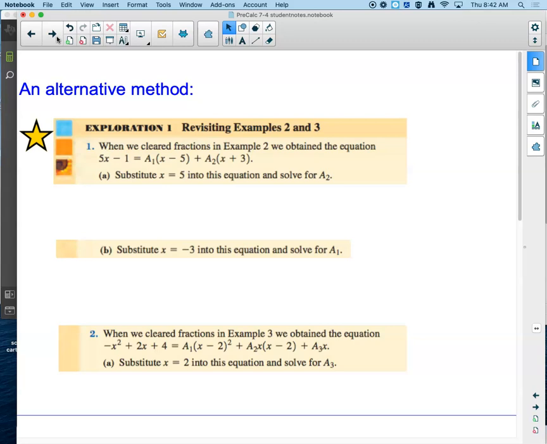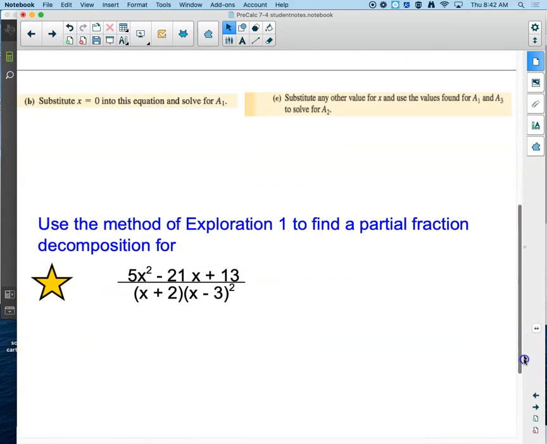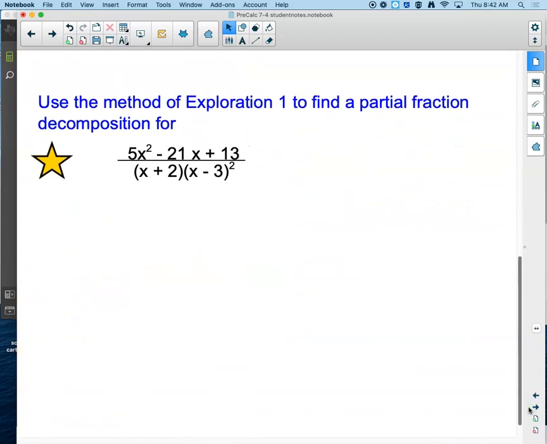So we're not going to do the alternative method. You're not going to need it. We're going to go down here and take just another look at, okay, how does this get more complicated? How do we end up having to do a little bit more with these? So this says use the method of exploration 1, ignore that.